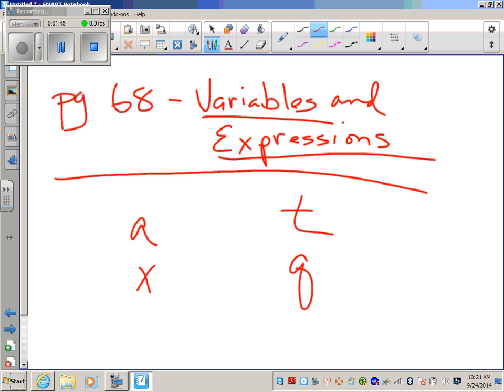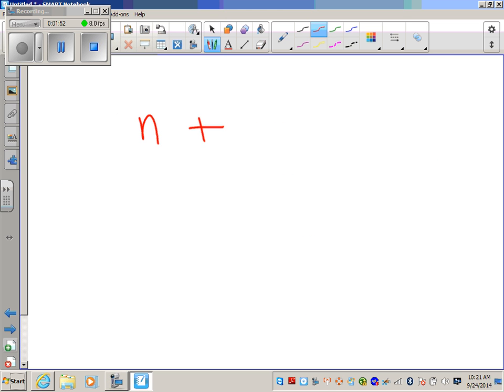Okay? And what I mean by that is, for example, if you had n plus 2 is equal to 4. Now, n is my letter replacing a value, but it'll be up to me to find out what that value is. So here, n would equal 2. Okay? So it's always situational.